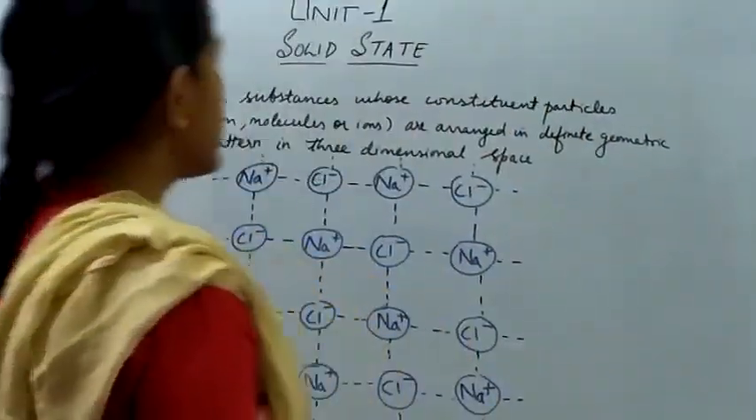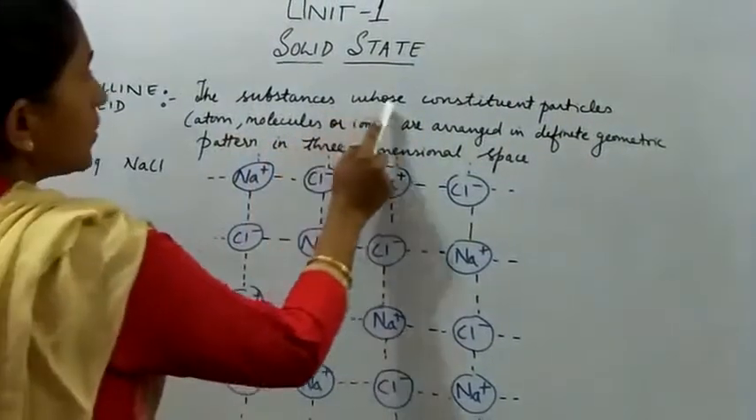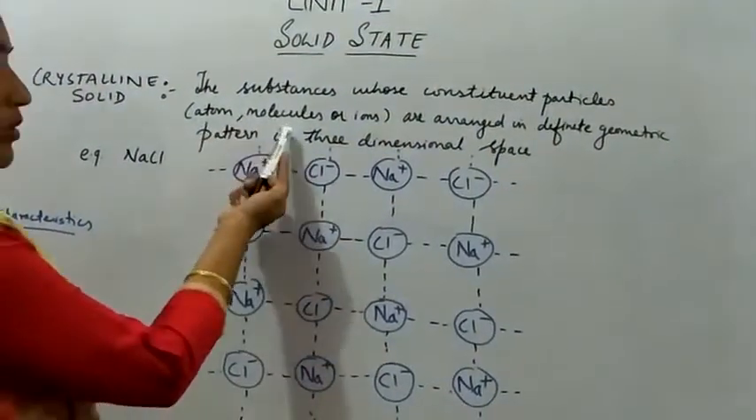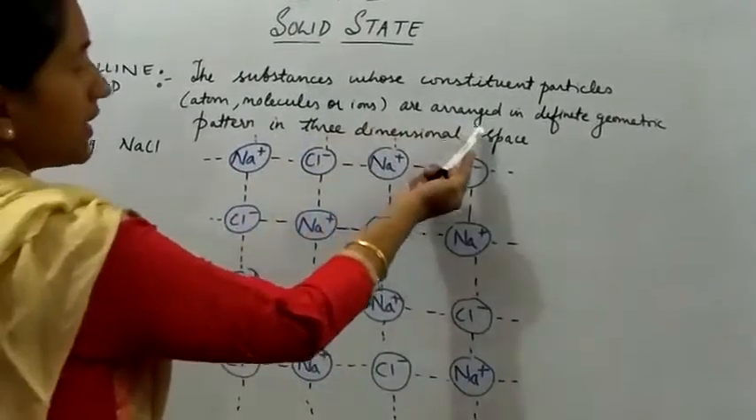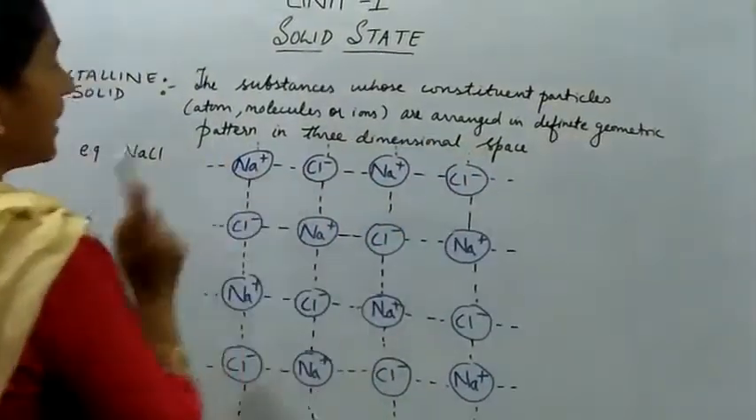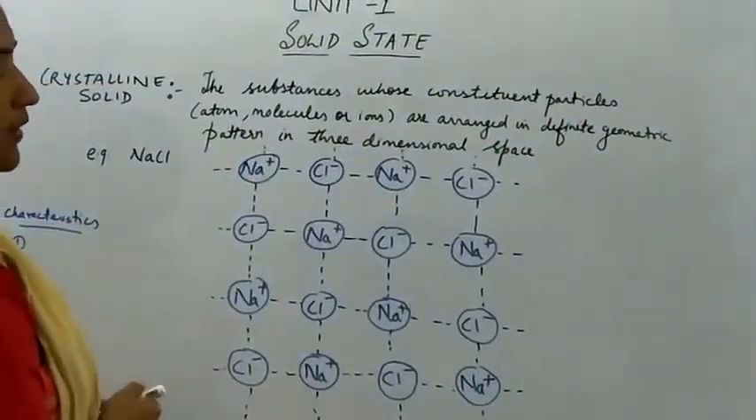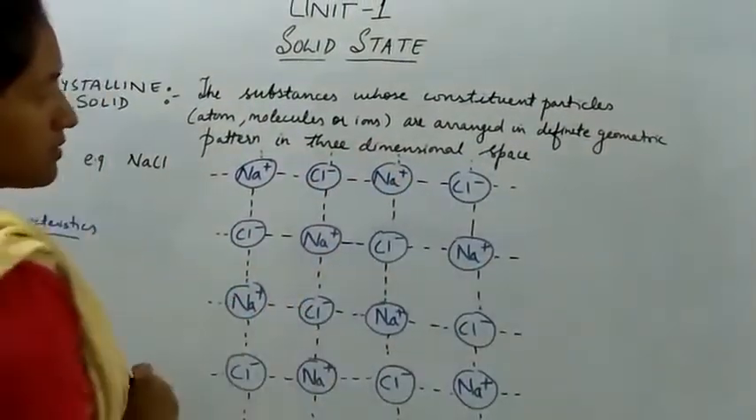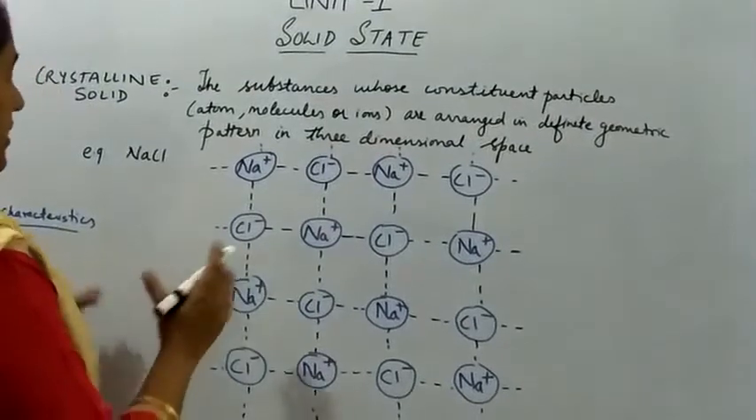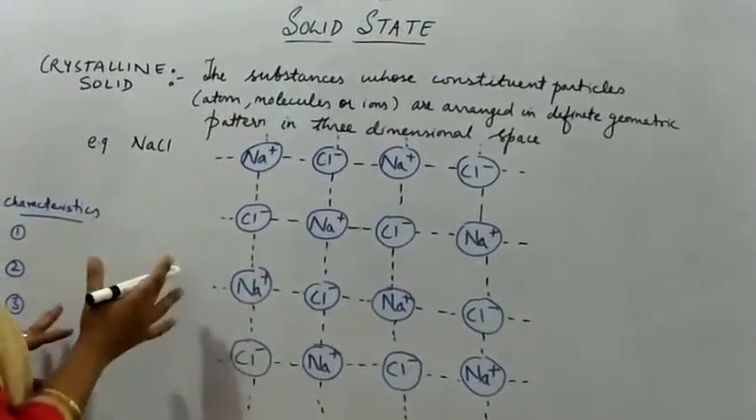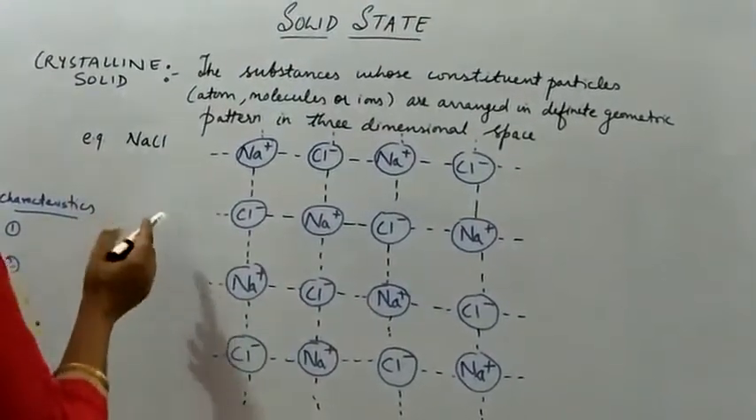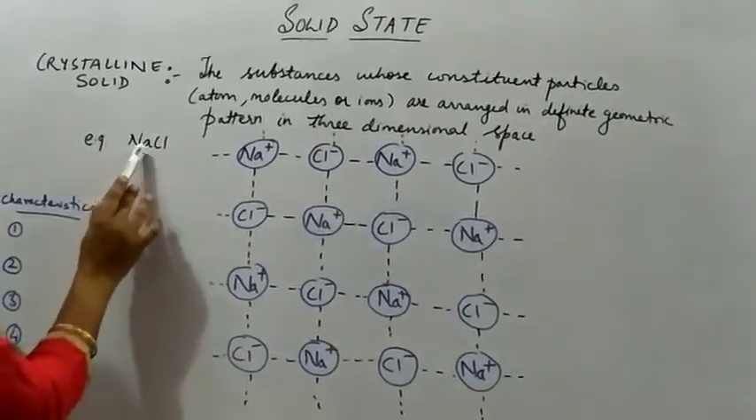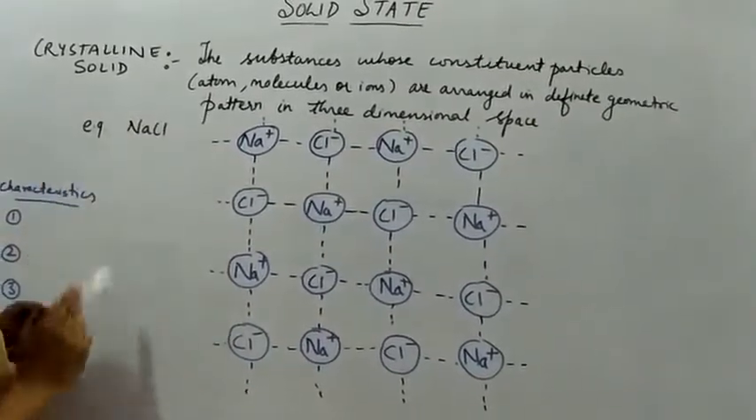Now, what are the crystalline solids? The substances whose constituent particles, which can be an atom, a molecule, or an ion, are arranged in a definite geometric pattern. A regular arrangement will be there in three-dimensional space. Now, let us take a simple example here, NaCl. In NaCl, one molecule of NaCl will consist of two ions, Na plus and Cl negative.